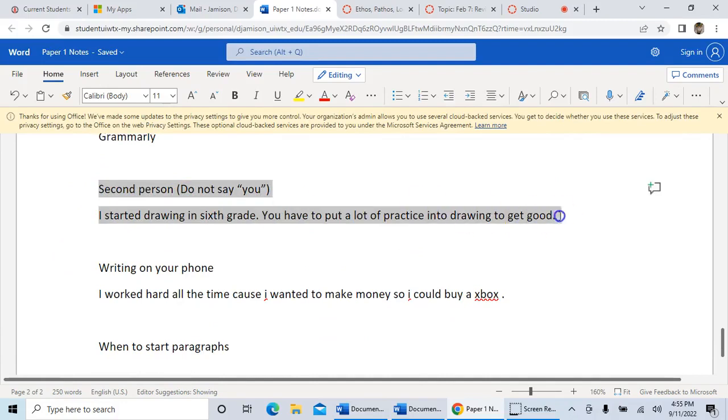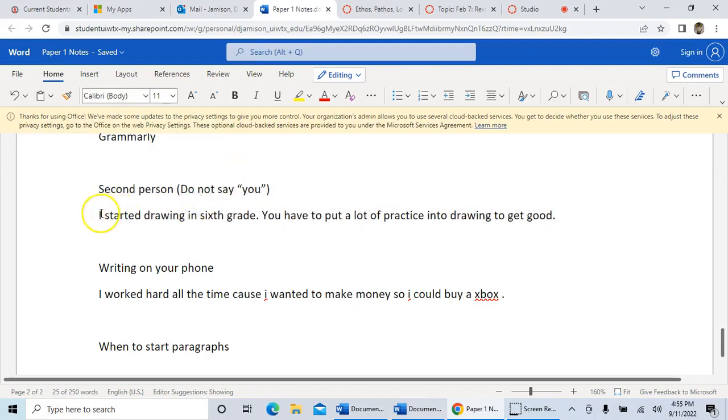Second person. Avoid saying you. If you say you, you're dropping into the second person and you're changing the person of your story. You can say I. Definitely, and everyone did, so that's fine. Later on you're going to be able to talk in the third person, then that's fine as well. But the only time you want to use second person is if you're writing like an instruction paper.